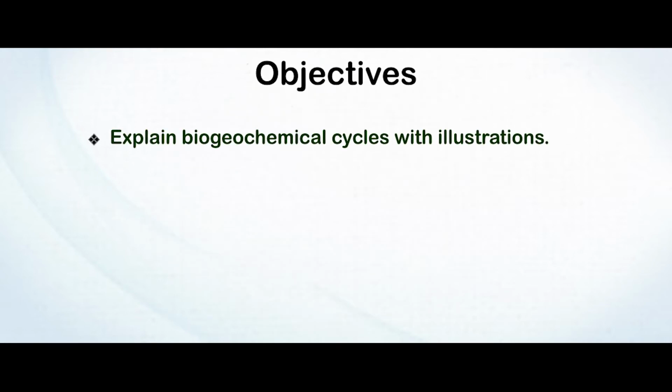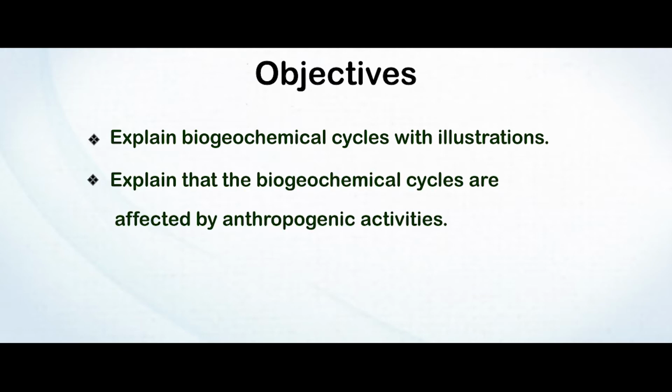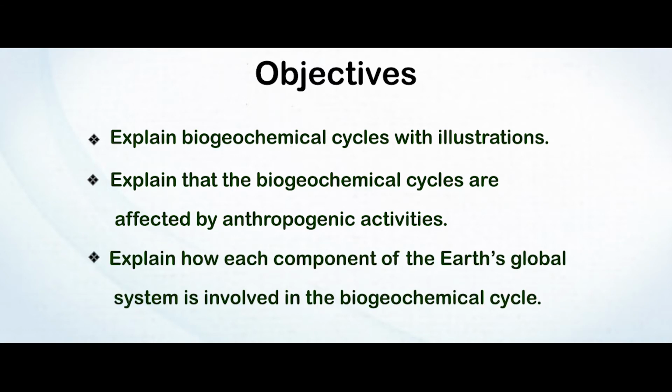The expectations of the lesson are: you should be able to explain biogeochemical cycle with illustrations. You should be able to explain that the biogeochemical cycles are affected by anthropogenic activities. You must explain how each component of the Earth's global system is involved in the biogeochemical cycle. So these are the expectations of the lesson.